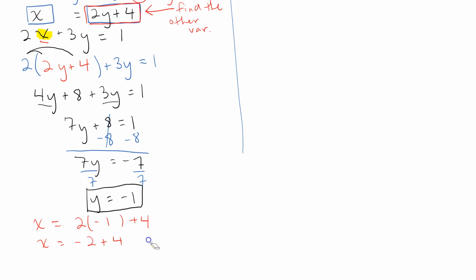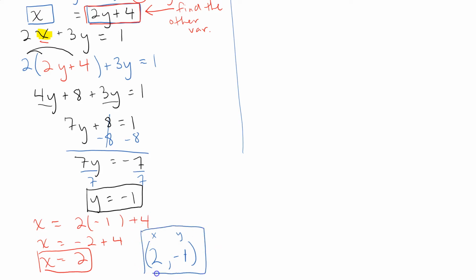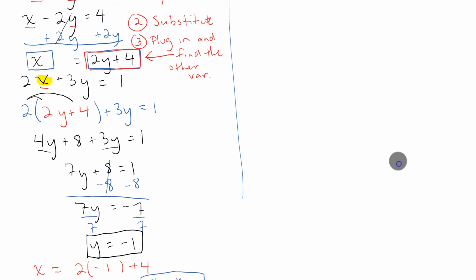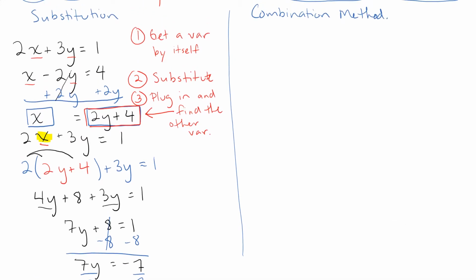I'll put it on the next line. And there we go. We have two values. We have x is 2, and we have y is negative 1. And so this would be our solution. Now, how can we check that this is actually correct? Well, let's go back up to our original problem. And let's see if I plug those in, if it actually makes the equations true.